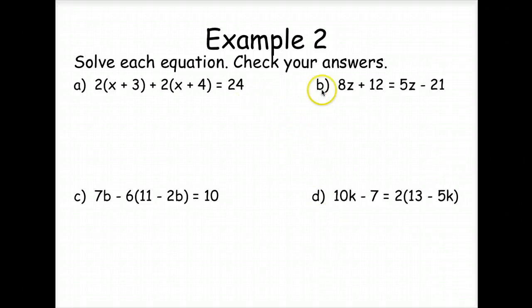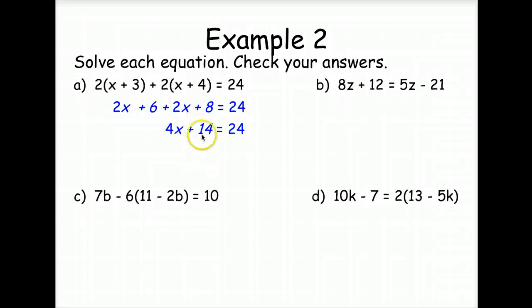Let's solve each equation and check your answers. If you want a little bit of a challenge, then pause the video and work the problems and just simply come back and check your answers. Okay, of course, the first thing we're going to do is take care of these parentheses. So we're going to distribute the 2 across this set and this 2 across this set. We will combine our like terms, subtract 14 from both sides, and then divide both sides by 4 and simplify. 10 over 4 is not in its simplest format.